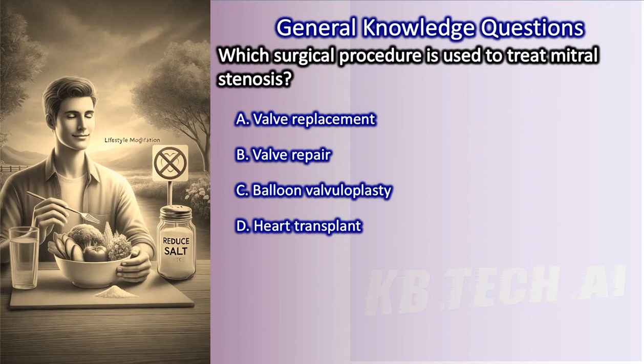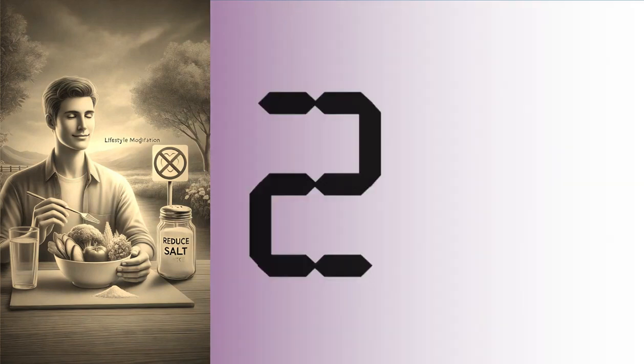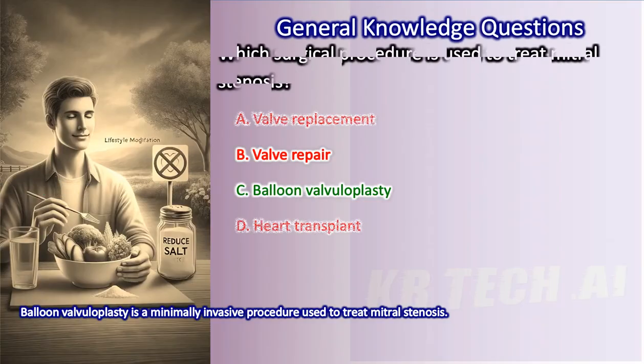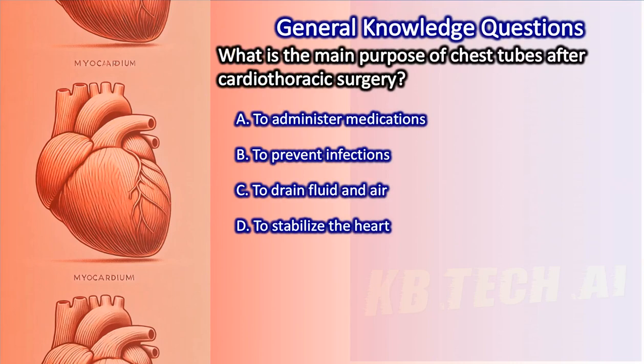Which surgical procedure is used to treat mitral stenosis? Option 1. Valve replacement. Option 2. Valve repair. Option 3. Balloon valvuloplasty. Option 4. Heart transplant. The answer is Option 3. Balloon valvuloplasty.